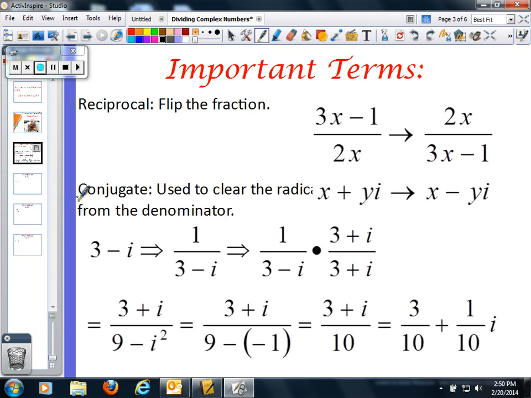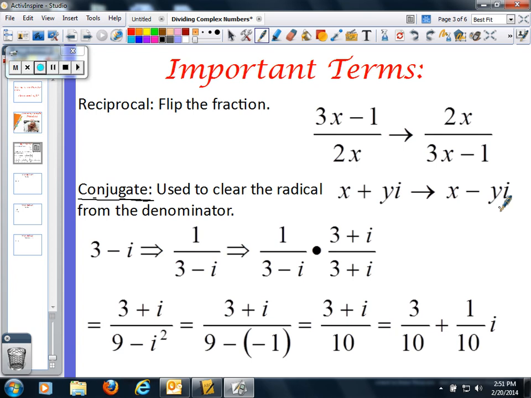The conjugate, okay, I talked about this with radicals today and also with radicals as well as with i. It's used to clear the radical from the denominator, okay? So for example, I said x plus yi. The conjugate of that is x minus yi. And what you're basically doing on the bottom is you're creating a difference of squares.